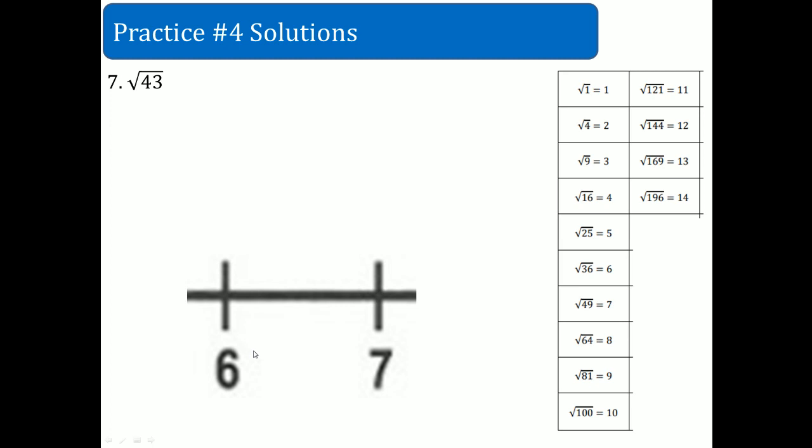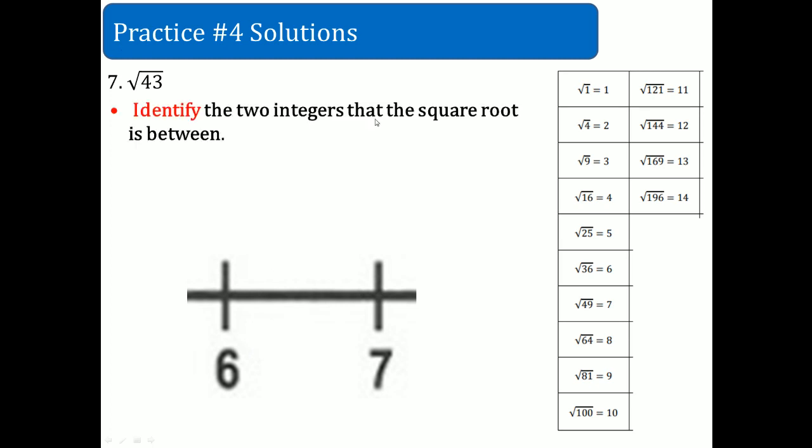Let's look at 7. The square root of 43. We're going to identify the two integers that the square root is in between. It exists in between, less than the square root of 49, and greater than the square root of 36. The square root of 49 is 7. The square root of 36 is 6. We would say the square root of 43 exists less than 7, but greater than 6.